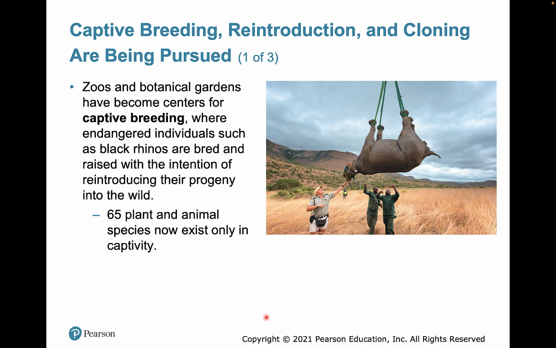Something else that we're doing is using captive breeding. So we are taking individuals from the wild, breeding them in captivity, and then releasing their offspring back into the wild. Sadly, there are 65 plant and animal species that are only found in captivity now. That makes me really sad.